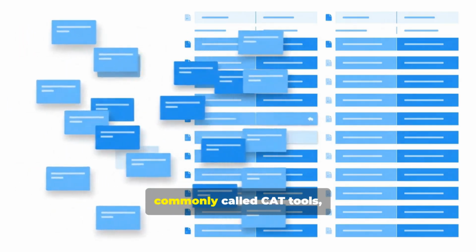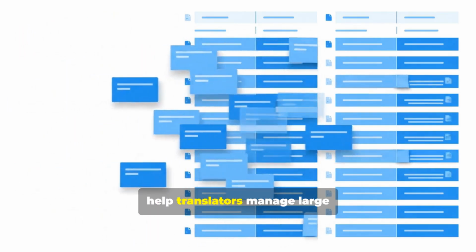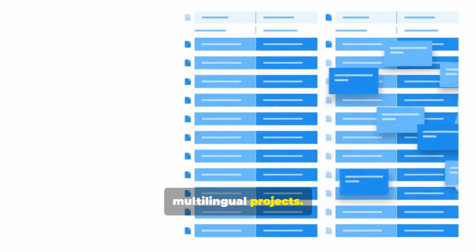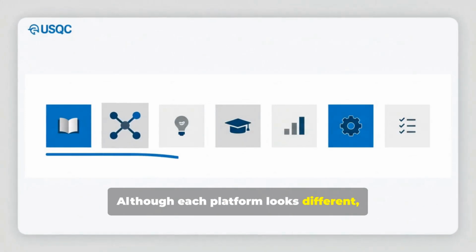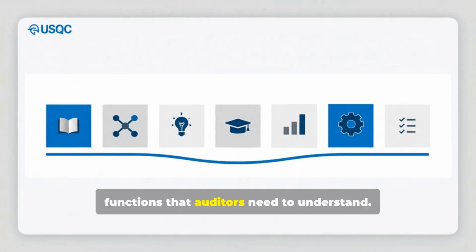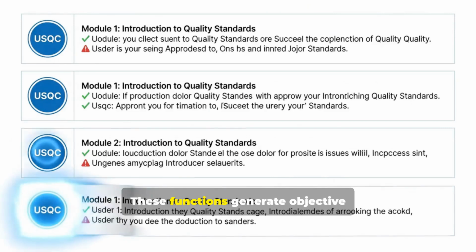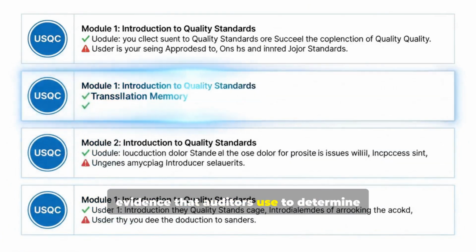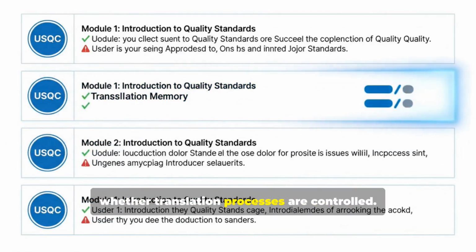Computer-assisted translation, commonly called CAT tools, help translators manage large multilingual projects. Although each platform looks different, they all perform the same core functions that auditors need to understand. These functions generate objective evidence that auditors use to determine whether translation processes are controlled.